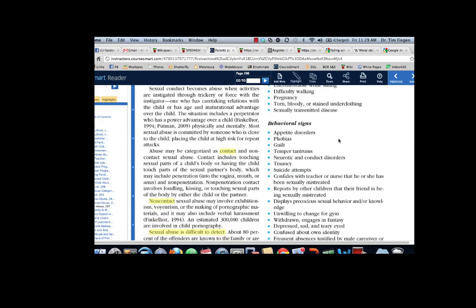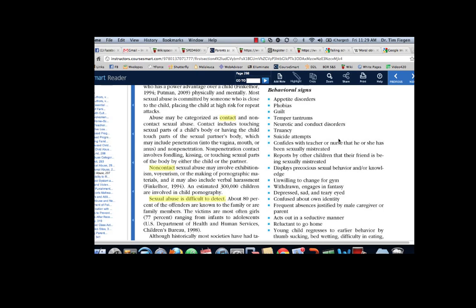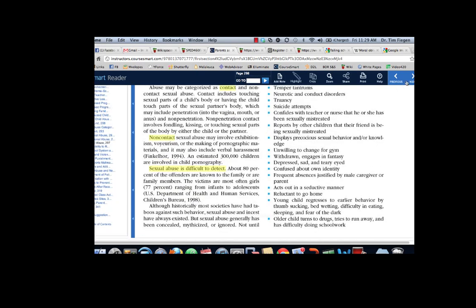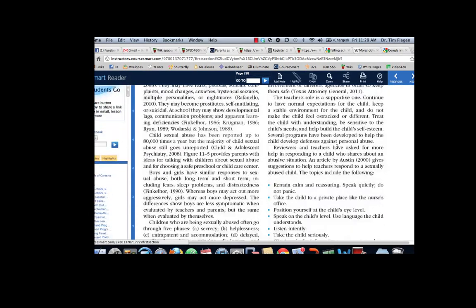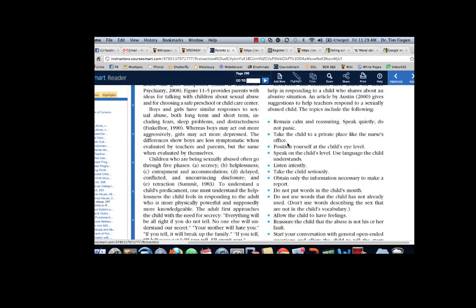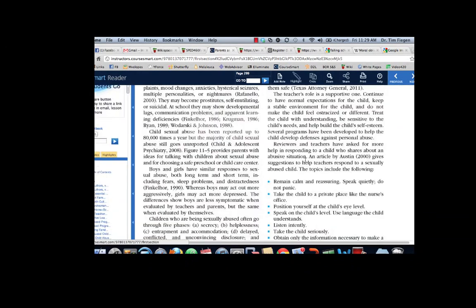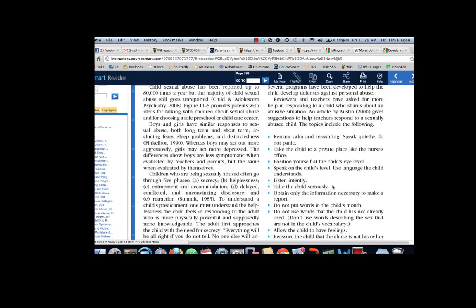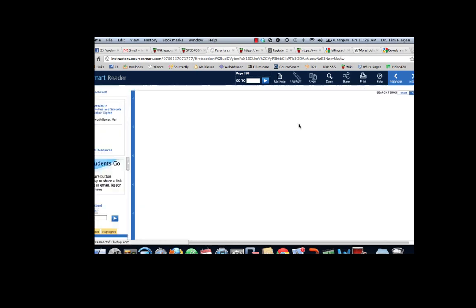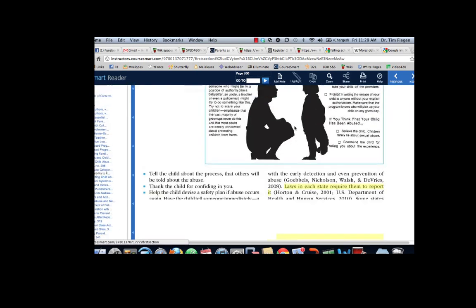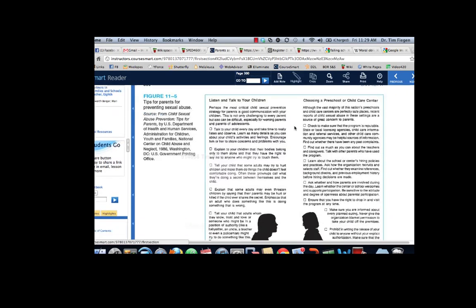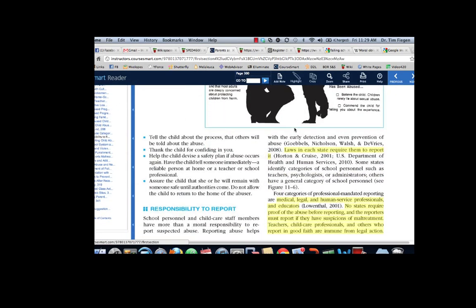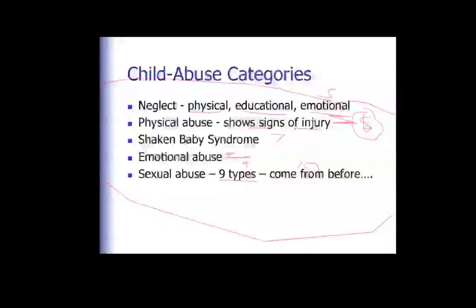But yeah, there are behavioral signs also. And I'm not going to talk any more about this, but it goes on and on here. And down here it talks about how to deal with it, these different positions, how to deal with it. Okay. Let me just go back here a second.